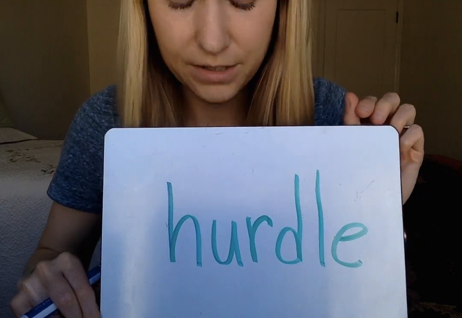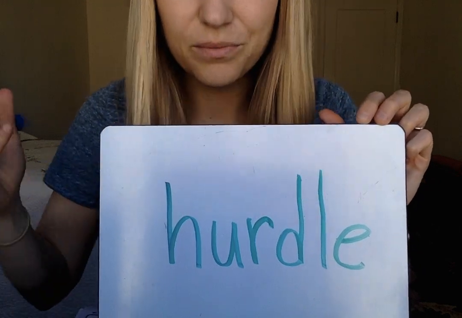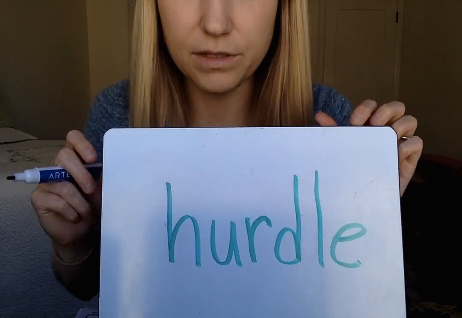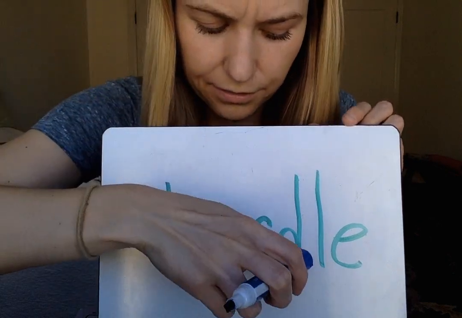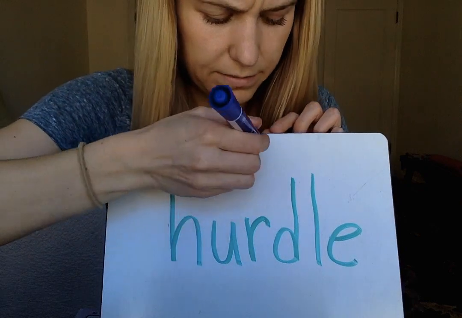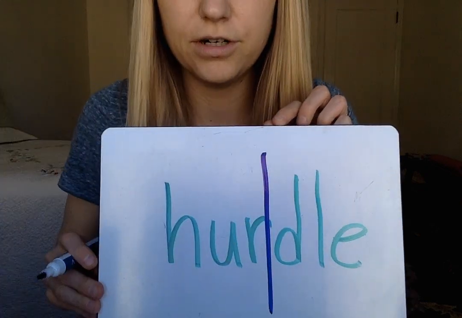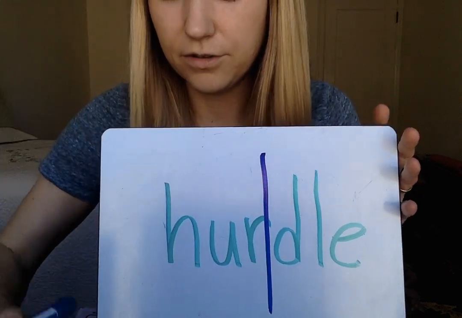So hurdle, right? Something you need to get over. Hurdle. Where should I divide hurdle into its two syllables? Well, consonant L-E, do right there. So I'm going to go ahead and divide it: hur-dle. Nice, good job. All right, let's do two more because it's fun.